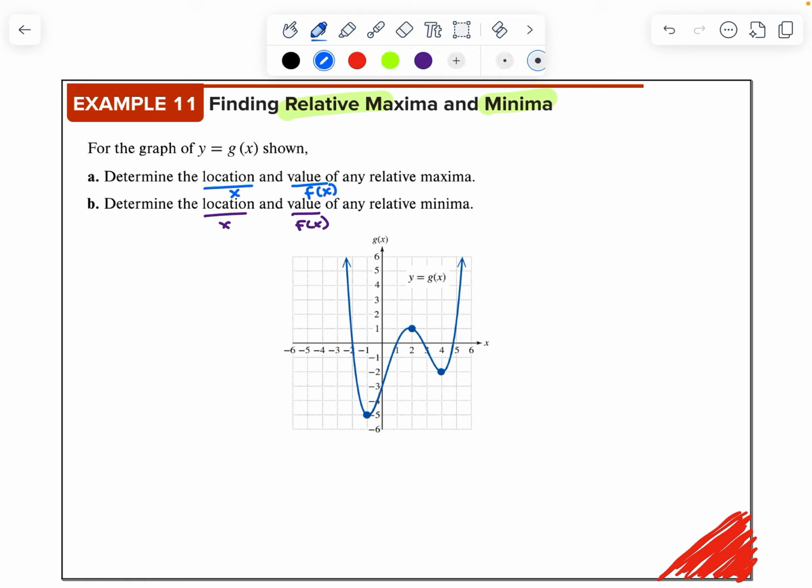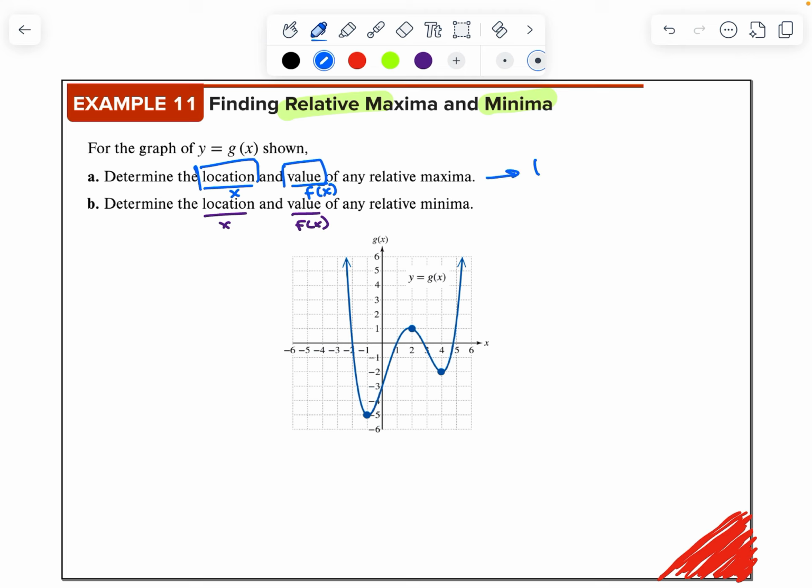And so looking at these points, they're always the points where you turn around, right? So this goes down and it hits a little minimum there. It goes up, it hits a little maximum there. It goes down, it hits a little minimum there. So when we talk about maxima and minima, we can talk about the location of the maxima and minima and the value. The location is always the x value, and the value is always the y value.